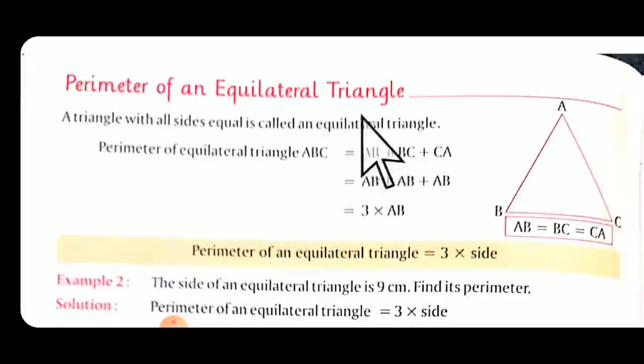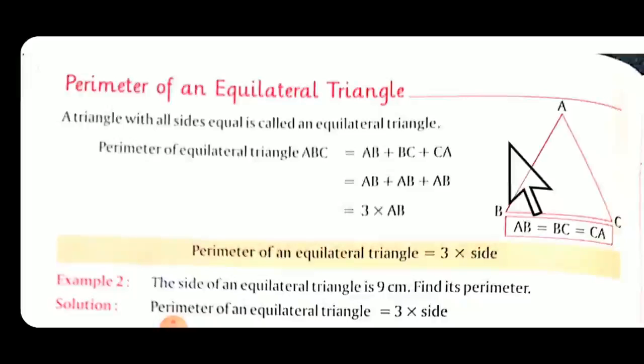In triangles, we have three types, that is equilateral, isosceles and scalene. A triangle with all the sides equal is called equilateral. Equal is nothing but all the sides are the same, A, B and C. So, the perimeter of an equilateral triangle is equal to 3 into sides. All the three sides will be equal.